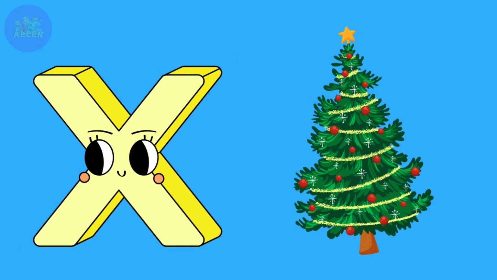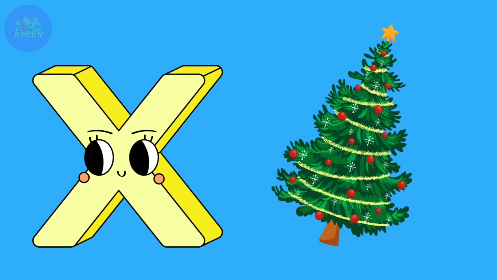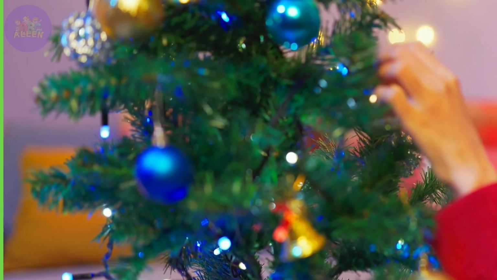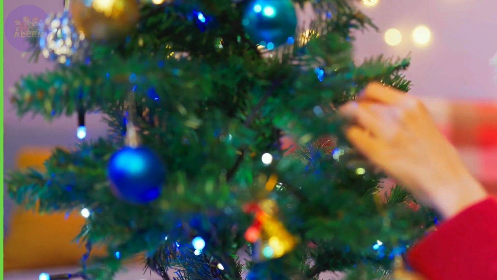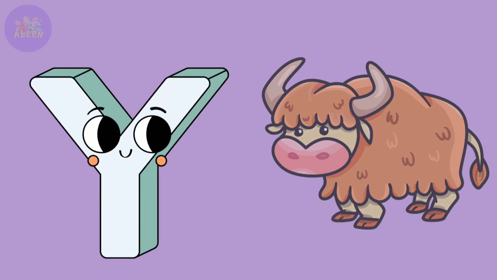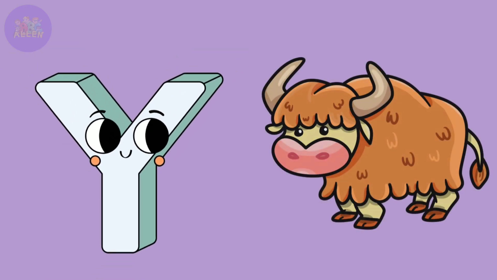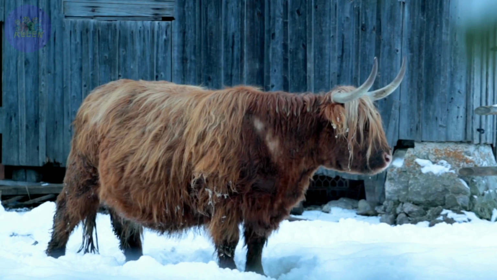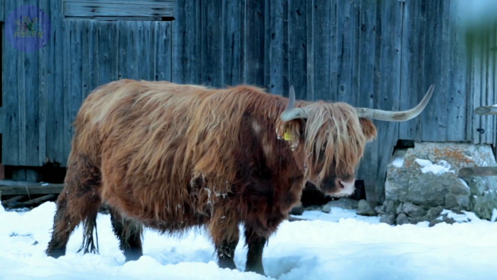X. X for Xmas tree. X is Xmas tree. Say with me. X is Xmas tree. Y. Y for yak. Y is yak. Say with me. Y is yak.